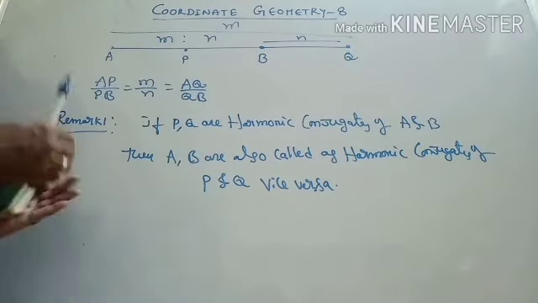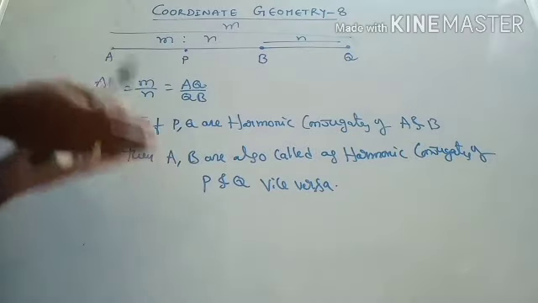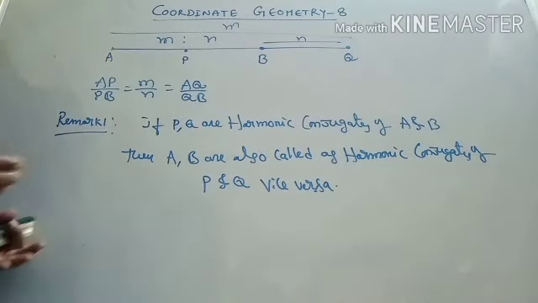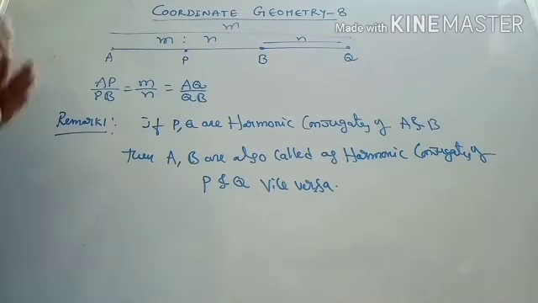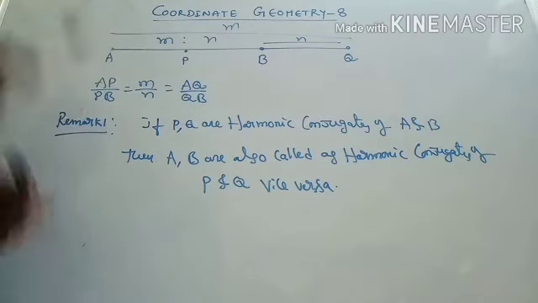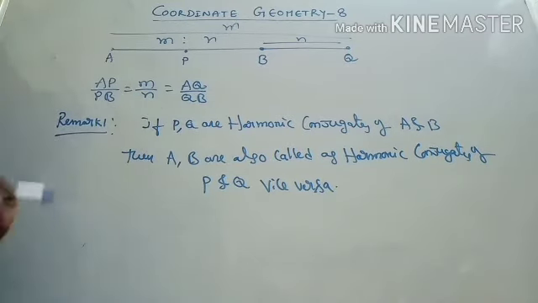Like P and Q are the harmonic conjugates of A and B, means A and B are called the harmonic conjugates of P and Q. That means they maintain both relations equally. One implies the other and the other implies this one, like P comma Q are harmonic conjugates of A and B, and A and B are the harmonic conjugates of P and Q. Vice versa, it will be true like that.